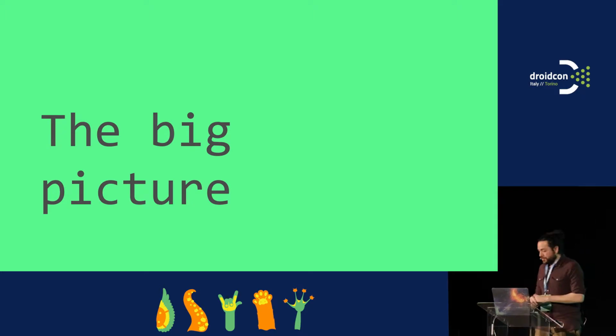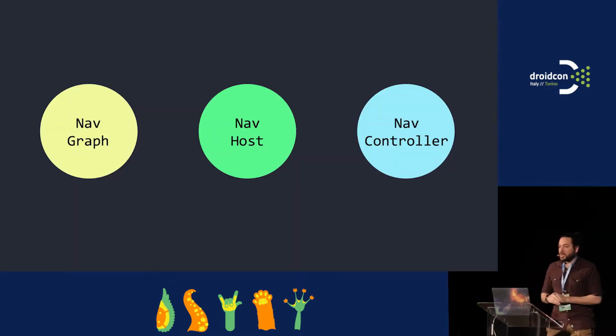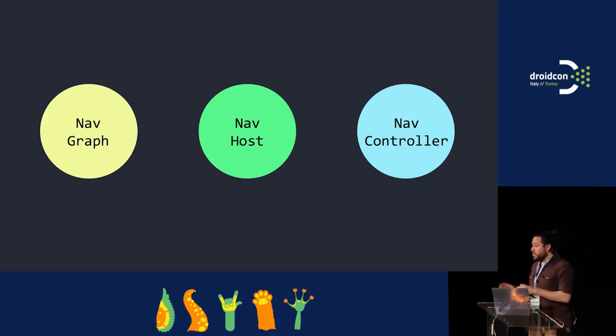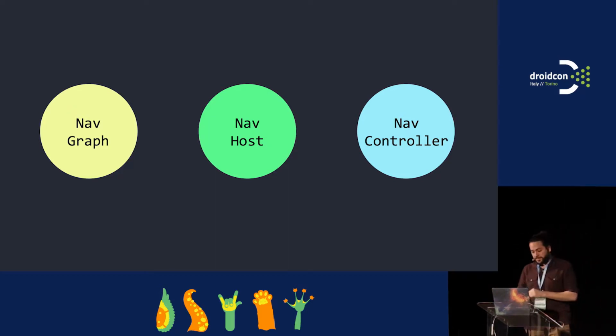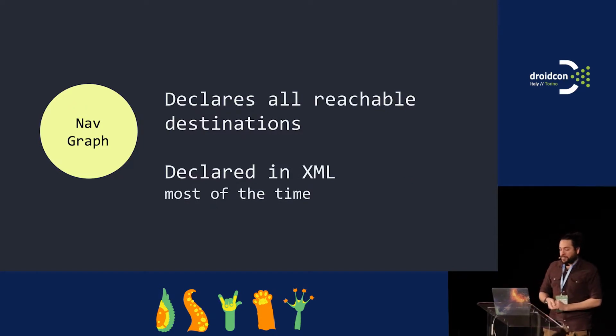So the big picture is like this. When you are using Nav Component, there are three main entities that you will deal with. The first is the nav graph. You have the nav host and the nav controller. So the nav graph is a graph that is declaring all the reachable destinations of the navigation. Basically, all the screens that your user will be able to reach.